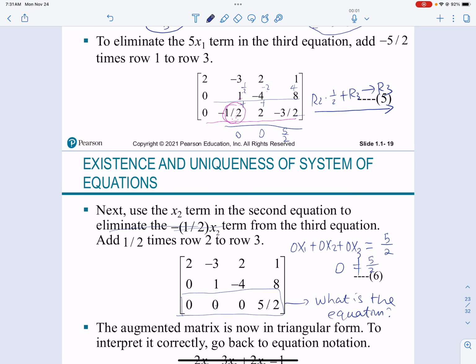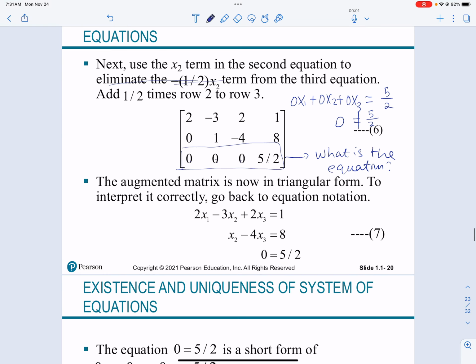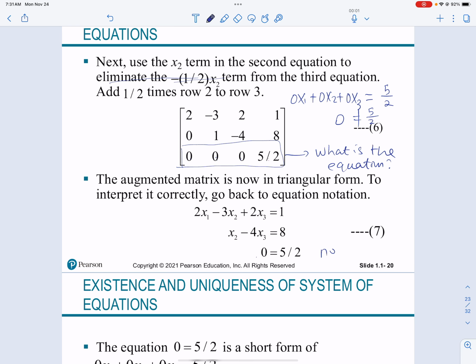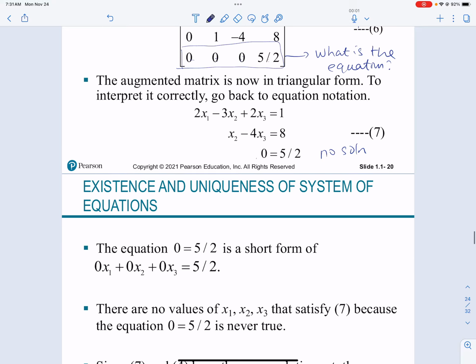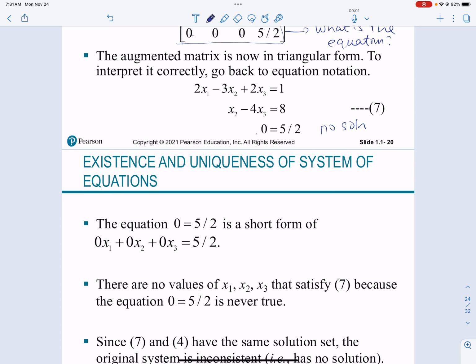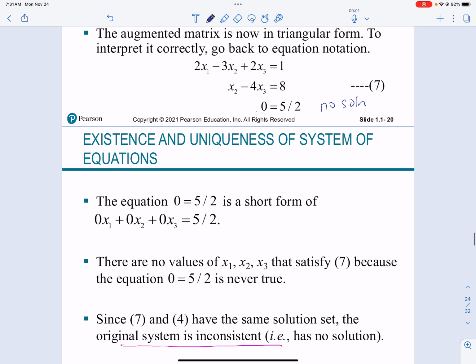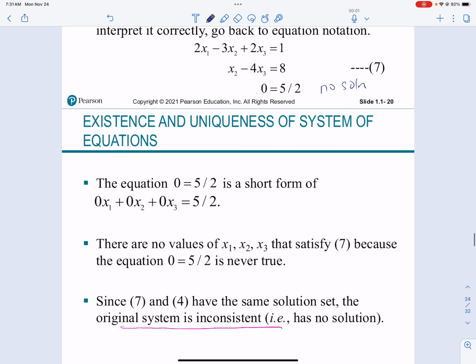So what do you conclude here? This means what? No solution. Yeah, so this means no solution, because 0 cannot be 5 over 2. Once you have one row of the coefficient matrix equal to all zeros, and then on the right side you have a number not equal to 0, this means what? No solution directly. Yeah, so this gives you an example of no solutions, because 0 equal to 5 over 2 is never true. And then we call this system inconsistent.